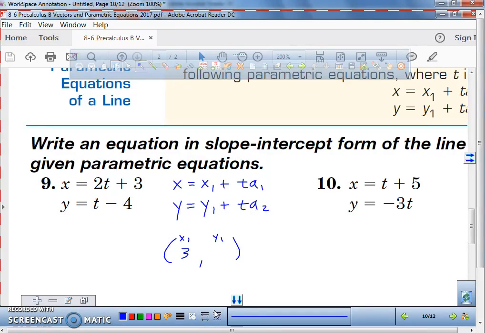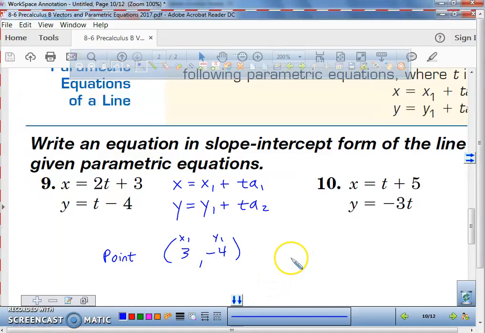What is y1? Negative 4. So everybody, in your journal, we're going to redo problem number 9. We're just going to do it a little bit differently. This is a point. The point that deals with this parametric equation is at a 3 and a negative 4.